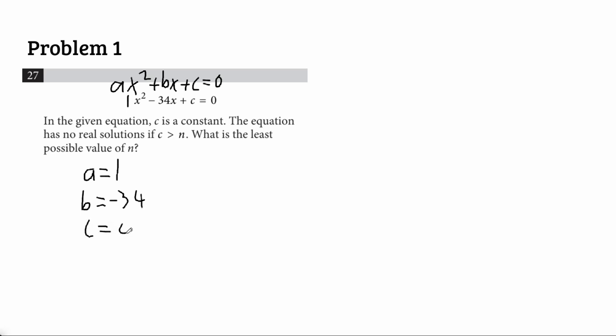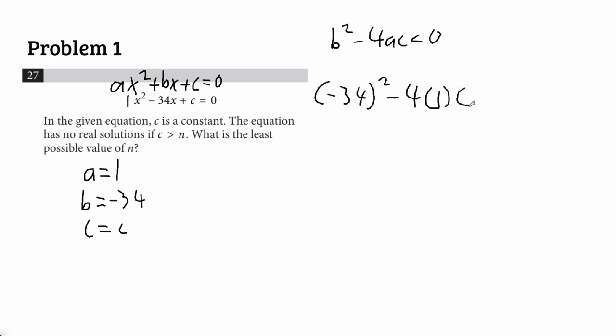So we know that if b squared minus 4ac is less than 0, then we have no real solutions. And this is a rule called the discriminant. So our b here is negative 34, so if we take negative 34 and square it, and then minus 4 times a, now our a here is 1, and then times our c, and our c here is just c, we know that this has to be less than 0.